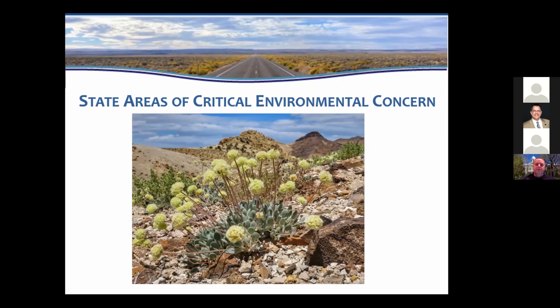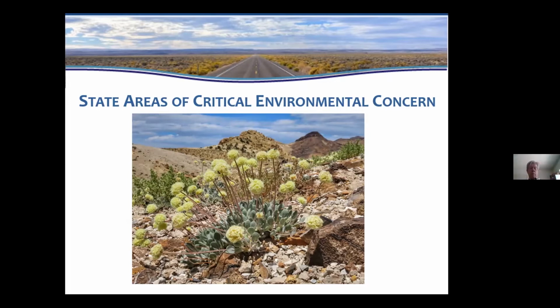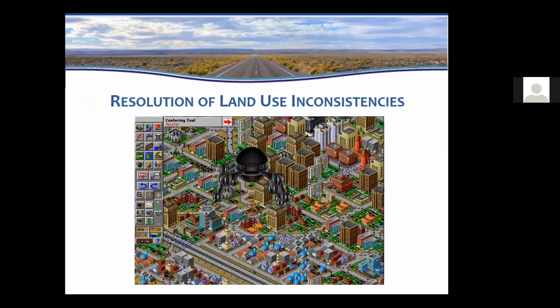One of the interesting things of a state ACEC, I mentioned there's a public hearing, there's a newspaper notification, but they also require the consent and are designed to be done in collaboration with local governments. Another interesting power that SLUPAC does have within its statute is the resolution of land use inconsistencies. This is obviously a very hypothetical photo, and this is a power that also has not been formally exercised by the council, but it is on the books, and I think it's an interesting one.